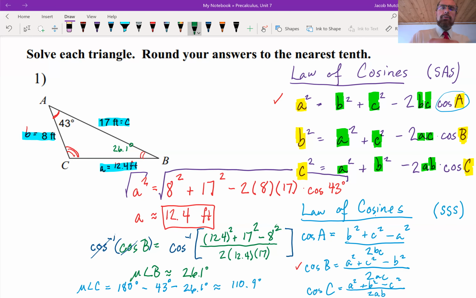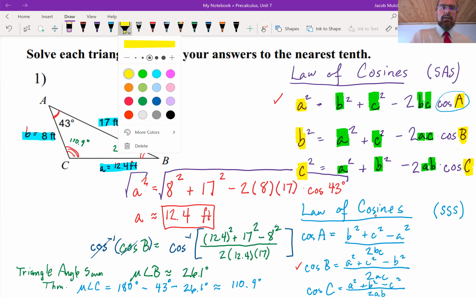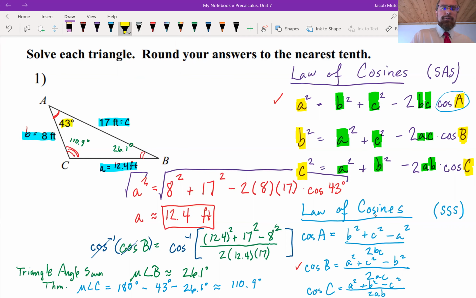So although we are using law of cosines, we don't have to use it exclusively, especially once we have two of the angle measures in a triangle. We can use the triangle angle sum theorem. I'll go ahead and put that result, since that's how we found that third angle measure. Triangle angle sum theorem. And with that, we finalize solving this triangle. Again, we'd already found all three sides. With that last calculation, we have all three angle measures.